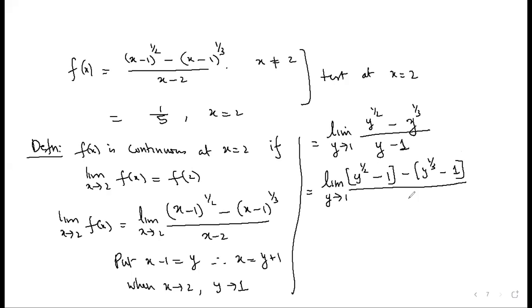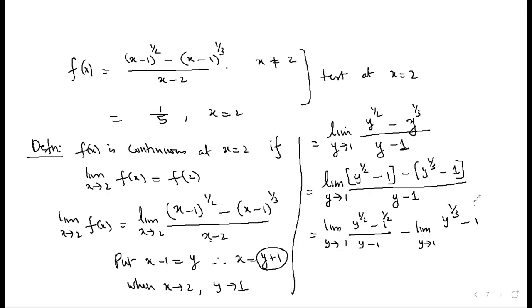Sir, it is 1 minus 2, no? What happened? y minus 1 or 2? 1, because in place of x what did I write? I put y plus 1, no? Yes, sir. y plus 1 minus 2 becomes y minus 1. y minus 1. Now separate this. Raj, super. I liked it. Excellent. y raised to half minus 1 raised to half upon y minus 1. That becomes one formula. Limit y tending to 1, y raised to 1 by 3 minus 1 raised to 1 by 3 upon y minus 1.